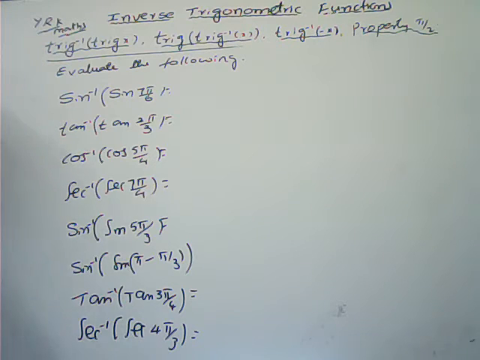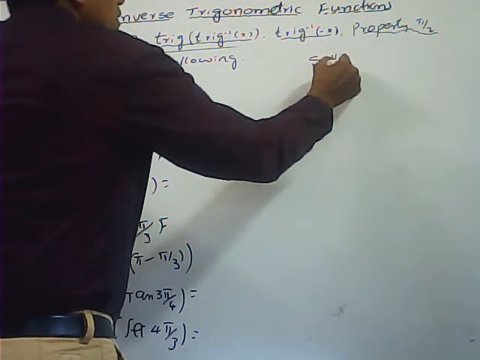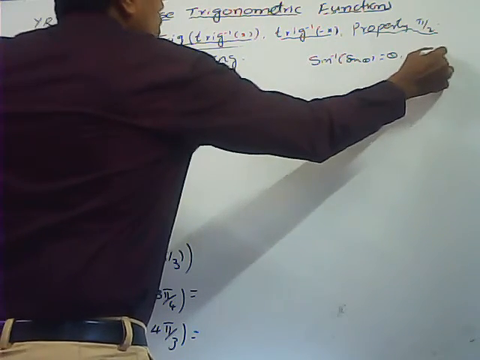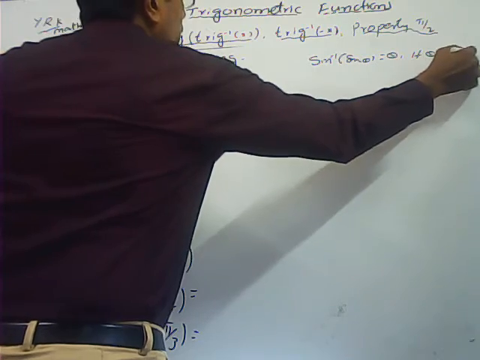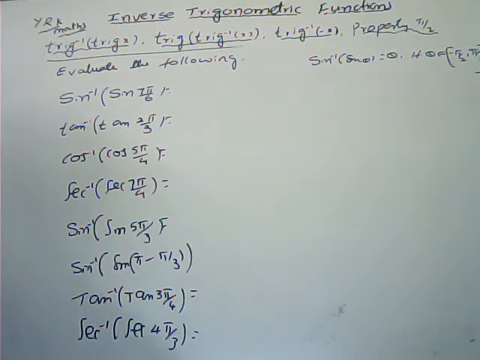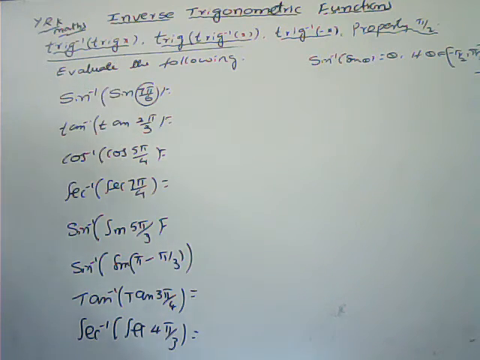Sin inverse of sin 7 pi by 6. Starting with what we discussed, sin inverse of sin theta we can write directly as theta, if theta belongs to minus pi by 2 to pi by 2. Now by observing, this 7 pi by 6 doesn't belong to minus pi by 2 to pi by 2. So here we can't write it directly as 7 pi by 6.